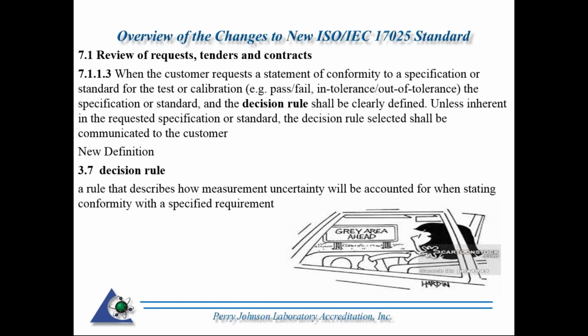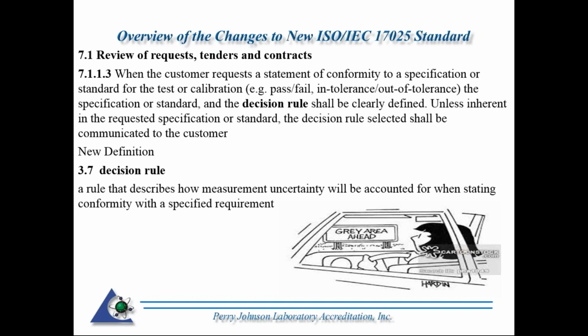So currently under the draft, 7.1.3, when the customer requests a statement of conformity to a specification or a standard for a test or calibration, in other words, they're looking for either a pass-fail or as being in tolerance or out-of-tolerance, the specification or the standard and the decision rule shall be clearly defined, unless inherent in the requested specification or standard. The decision rule selected shall be communicated to the customer. So again, this has to be communicated during contract review.